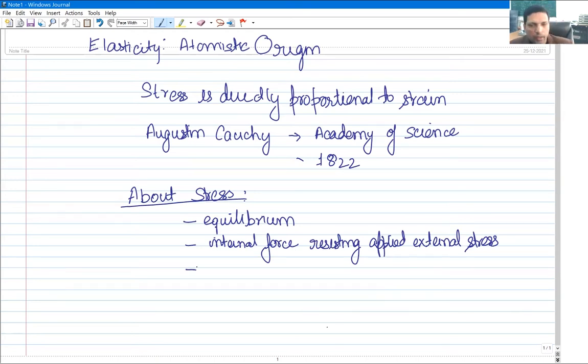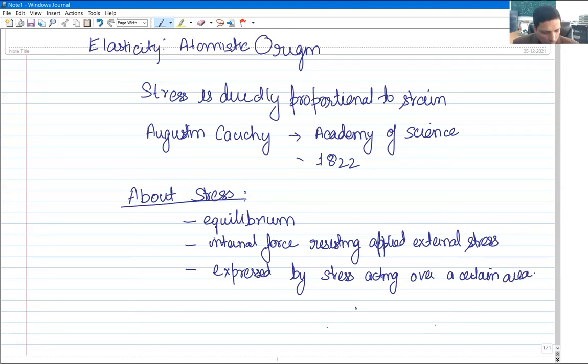Now these internal resisting stresses can be expressed as stress acting over a certain area, because this will be distributed and it will not be constant. And it is from these stresses that we actually calculate the overall force that would be acting. If you integrate this stress over this infinitesimal area, it would give you the force.